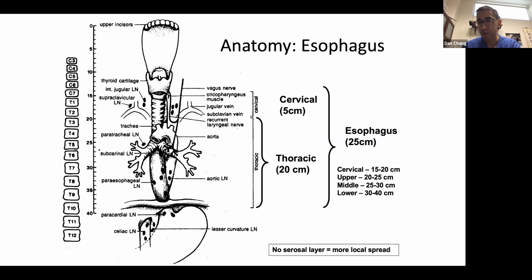And then some people call this very bottom portion the abdominal esophagus, which others might call the gastroesophageal junction. But that's essentially what we're talking about here.